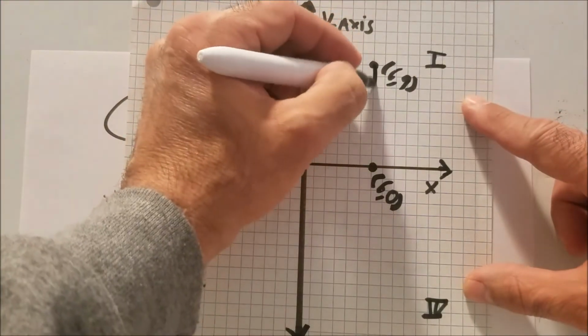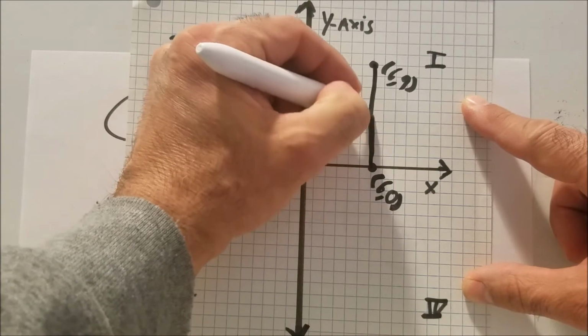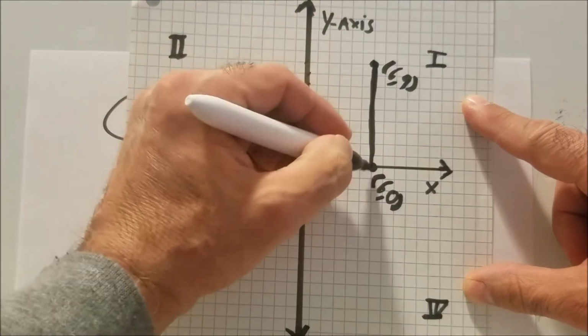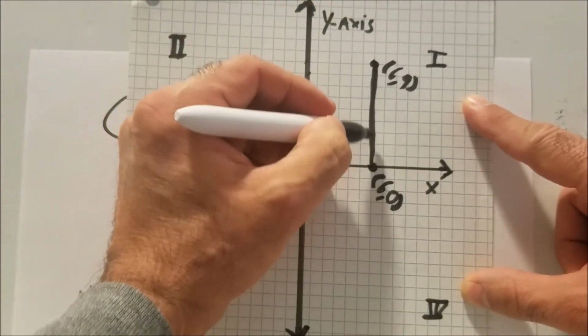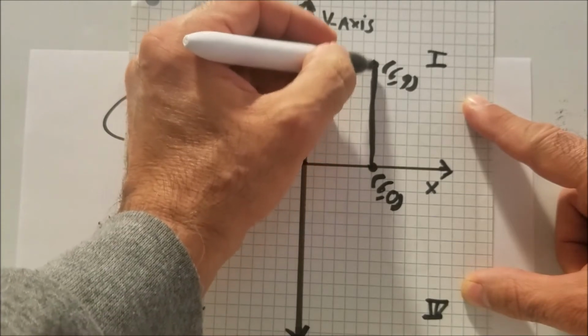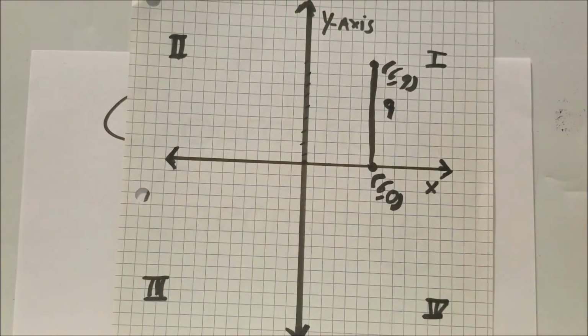All right, and we can make a line. Let's make a line straight down. So if I want to know the distance between this point and this point, we'll just count. 1, 2, 3, 4, 5, 6, 7, 8, 9. It's 9. We'll say it's 9 units.